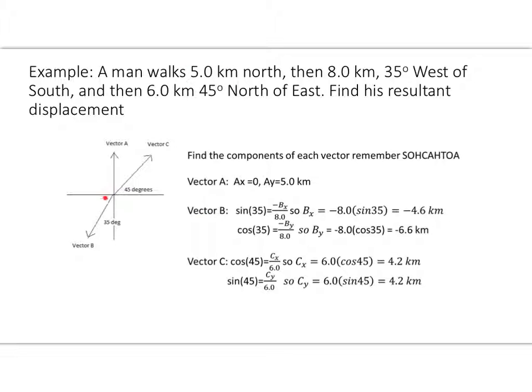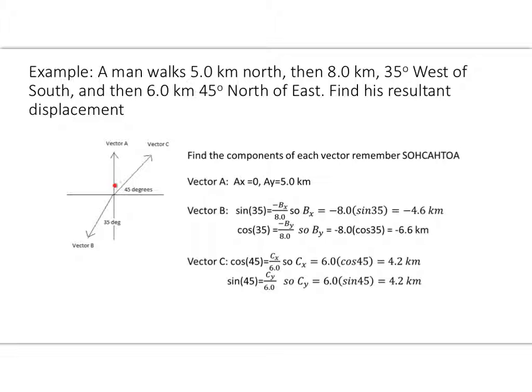Vector B is this one down here. We start out with the x component. The x component goes right this way. So here's our angle. That is opposite the angle, so we're going to use sine. Sine of 35 is equal to minus Bx divided by 8. We're going to solve for Bx. Bx is equal to minus 8 times sine of 35, which comes out to be negative 4.6 kilometers.